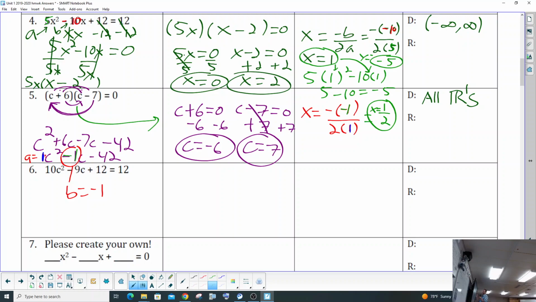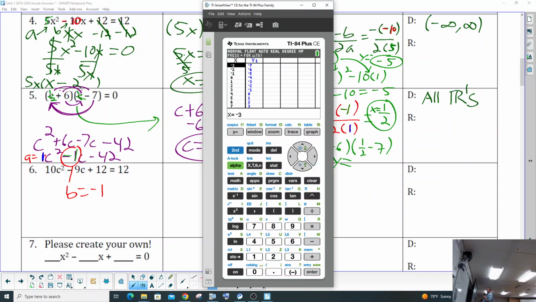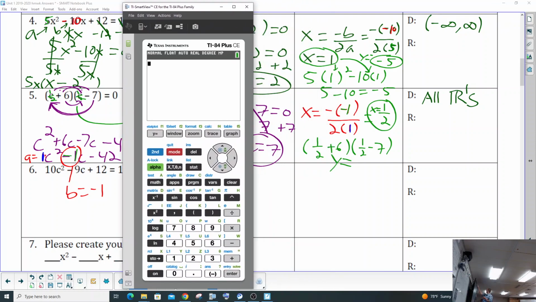Highly recommend you just use your calculator, because you're going to have to do 1/2 plus 6, right, times 1/2 minus 7 when you plug 1/2 back into the original to get the y value. And so I would really just use your calculator. You could also plug it in for the squared and the minus 1c minus 42. Okay, let's do it. So you're going to get a crazy number. That's why I'm doing this with you.